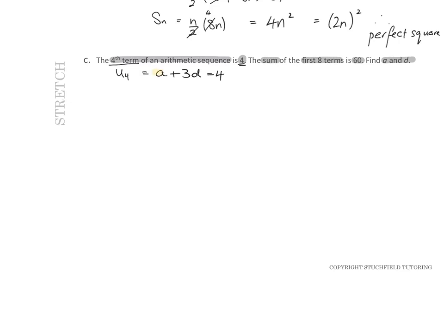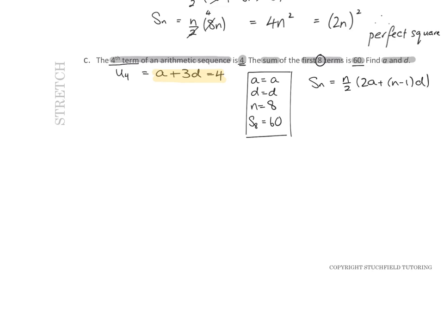And what this question is going to create is a simultaneous equation. Now that's one of them, but then I know the sum of the first 8 terms. So I'm going to do a box for this one. So a we don't know, d we don't know, n is 8, and the sum to 8 is 60. So using this formula, so 60 equals 8 over 2, 2a plus, and then I can again start to simplify where I can.